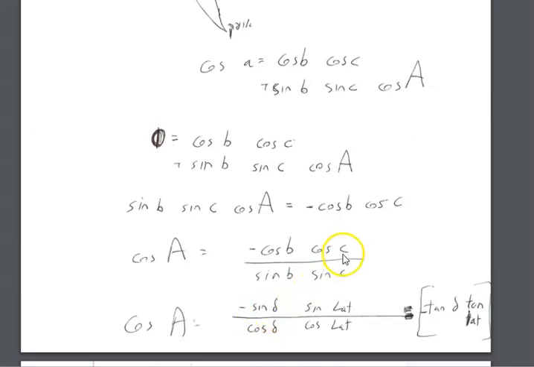The same thing with C. Instead of writing it as cosine C, we can write it as sine latitude. So we just use the word latitude instead of C, and declination instead of B. And then we get a very simple, nice, beautiful result. Negative tangent, because sine over cosine is tangent. So the final result is this: cosine A is negative tangent declination, tangent latitude.